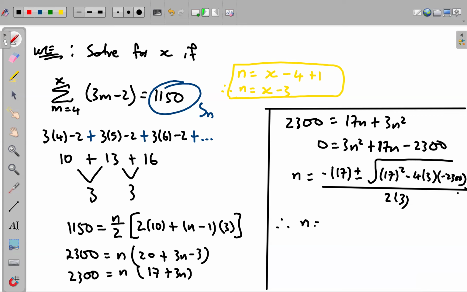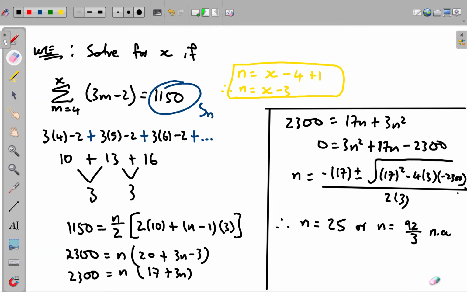The first one will be, I'm getting a 25, and then the second one will be a fraction, which is 92 over 3. But we know n has to be a natural number, so this solution is not applicable. So n is 25. And again, we see students stopping here because they'll be like, oh yeah, I'm done. But you are not done.